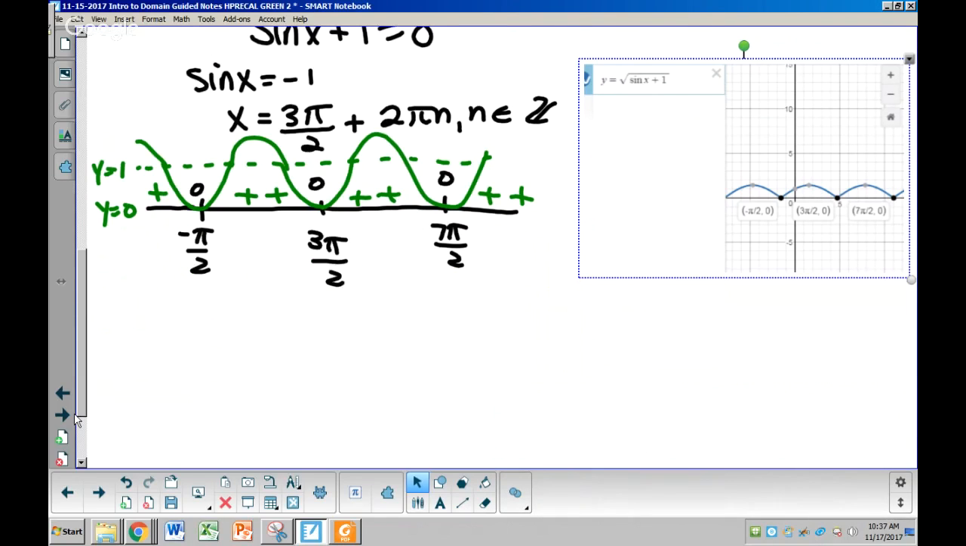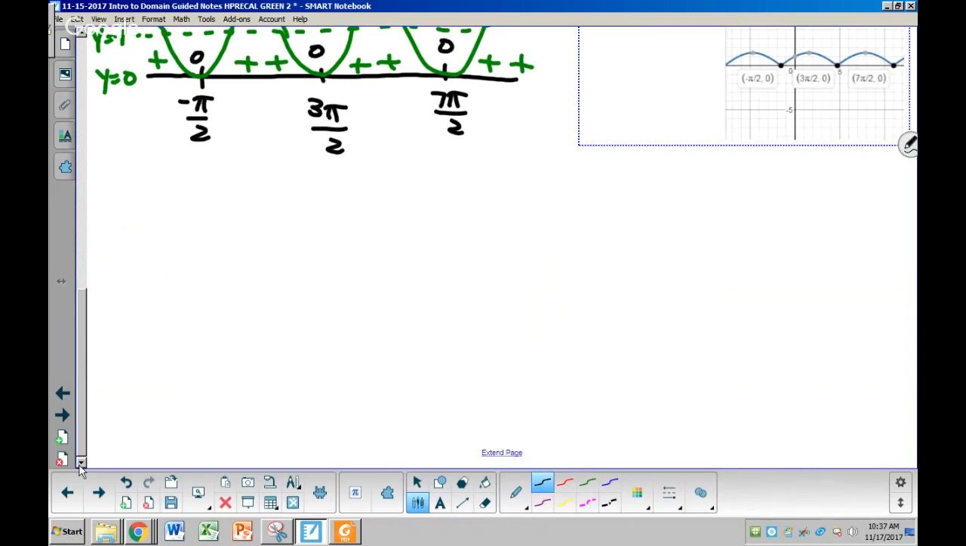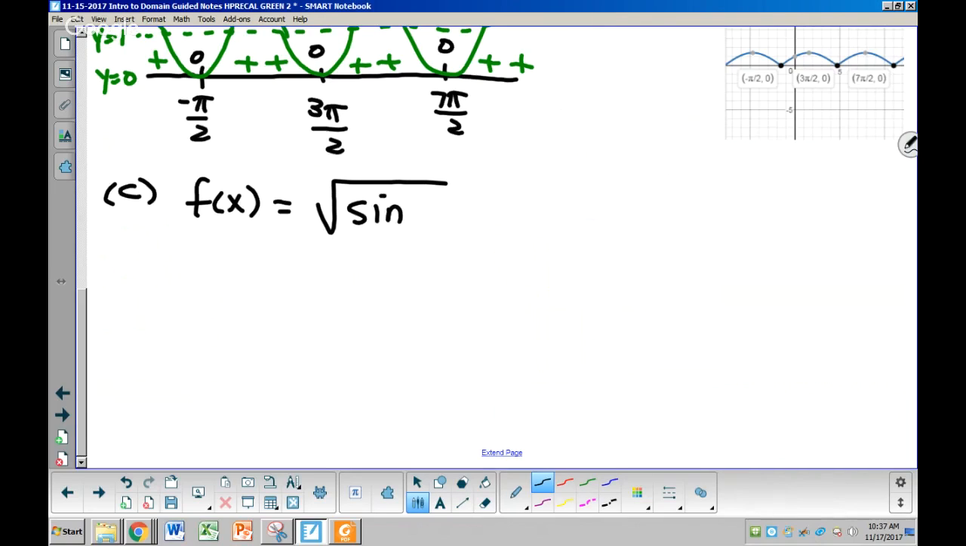I'm going to keep it with sine here. What if we just do something basic like, right, so we're going to say sine x has to be greater than or equal to 0.